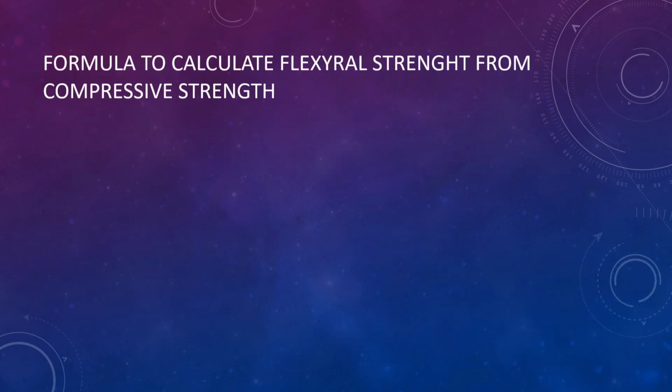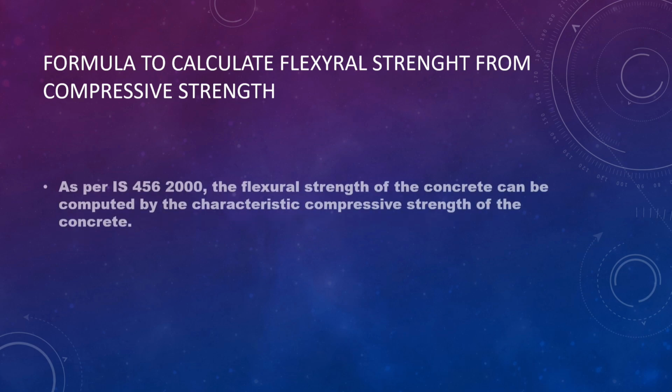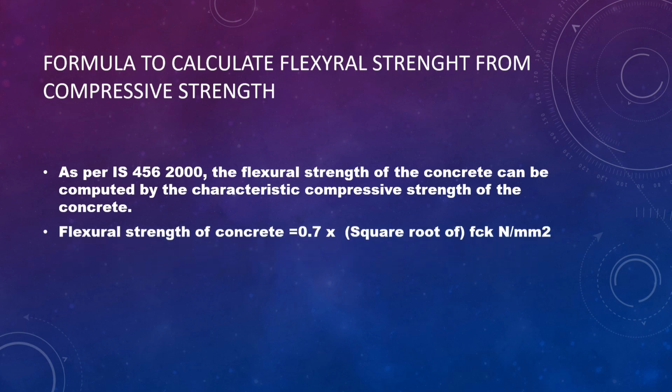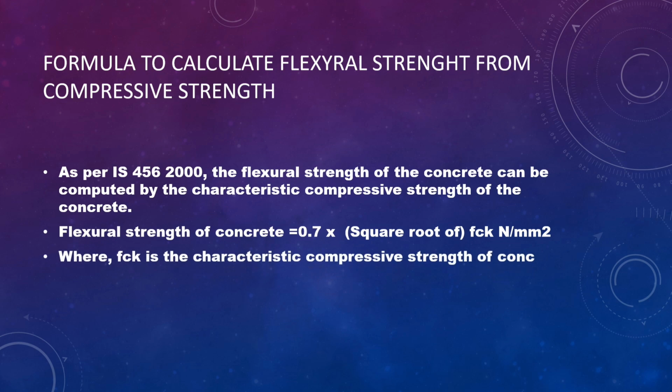Now let's see the formula to calculate flexural strength from compressive strength. We have already learned how to find out the compressive strength of the concrete, and from the compressive strength we get by testing the concrete cubes, we can derive the flexural strength of the concrete. As per IS 456 2000, the flexural strength of the concrete can be computed from the characteristic compressive strength of the concrete, and the formula is flexural strength is equal to 0.7 into square root of fck, where fck is the characteristic compressive strength of the concrete.